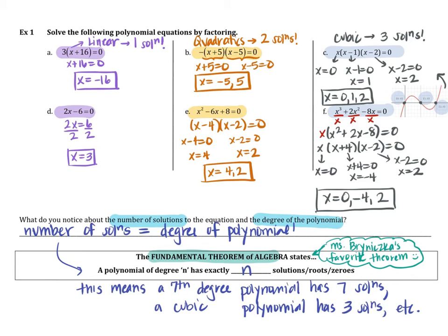I also wanted to point out I put a graph of a cubic up in the right corner in gray, and you can do this on Desmos as well. You can type the function in and your x-intercepts are your solutions. Okay, so the big idea that we need to frame this unit with is the number of solutions equals the degree of the polynomial.